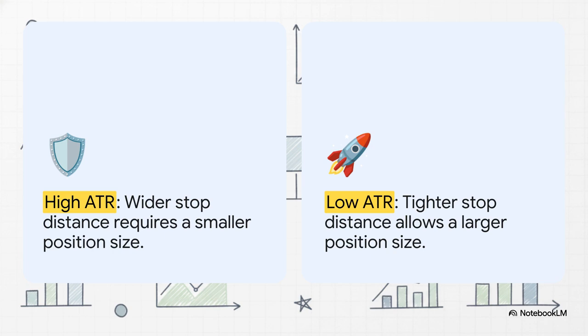Think about how this naturally adapts to the market. In high volatility environments, the ATR is high, right? That means your dynamic stop distance has to be wider to avoid the chop. To keep your total risk at that flat 1%, you naturally have to take a smaller position size. Conversely, in low volatility environments, the ATR is low, your stop is much tighter, which mathematically allows you to take a larger position size while taking on the exact same amount of risk. It transforms risk management from a fragile, static rule into a dynamic, bulletproof process.